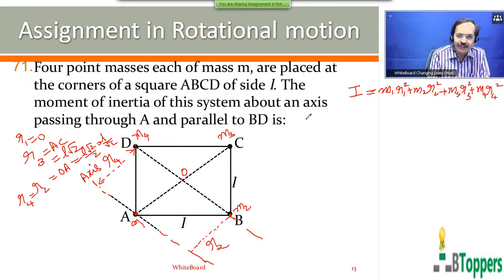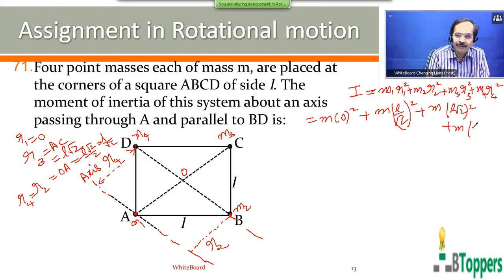Here the mass M1 of the first particle is M. R1 is 0. The mass of the second particle placed at B is also M. R2 is equal to L by root 2. M3 is also equal to M. R3 is equal to L into root 2. M4 is also equal to M. R4 is equal to L by root 2.